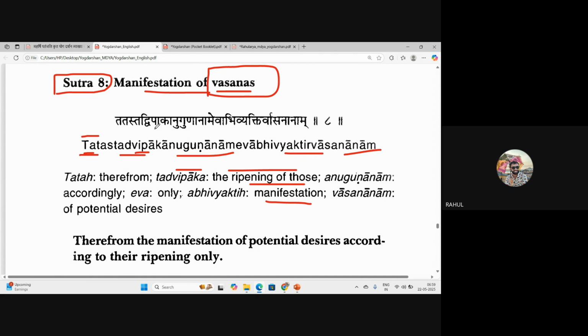Okay, one of you, can you please conclude? I am giving very simple examples so that you can correlate and understand the meaning of the sutra in an easy way. Please, can you conclude this sutra? How the vasana is manifested. Hello?